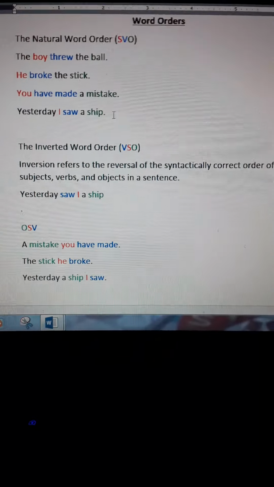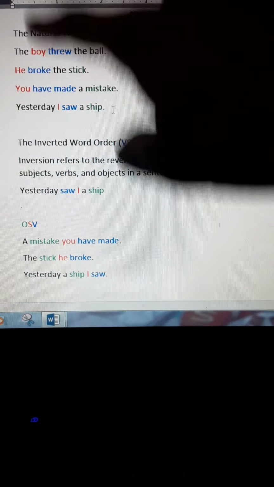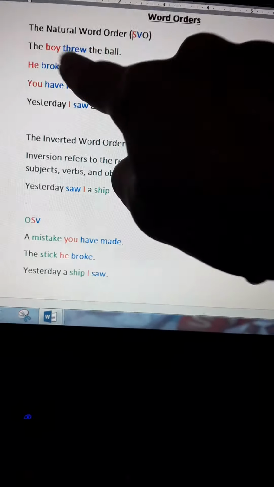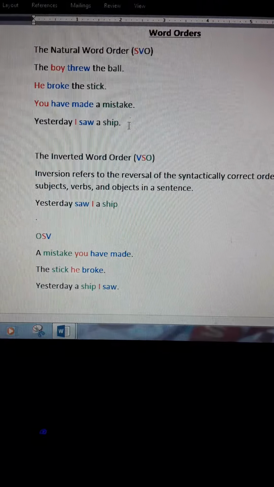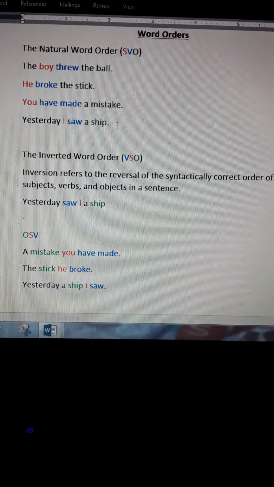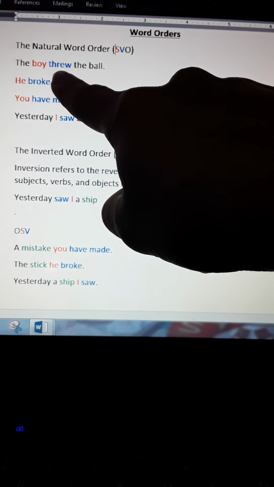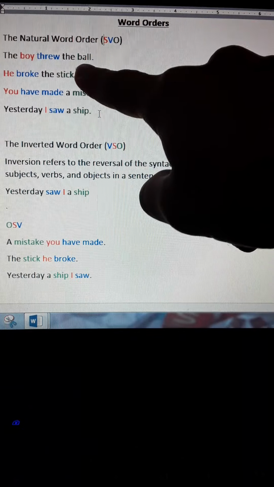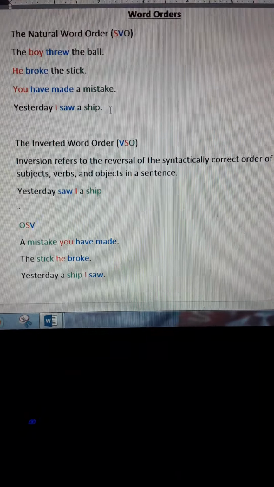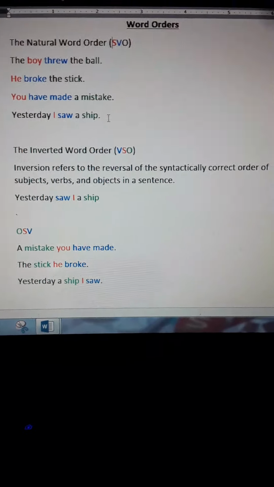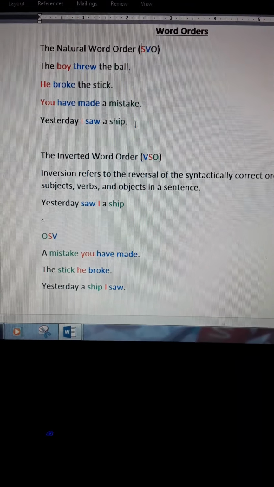So the first example, the boy threw the ball. So we have the boy as the subject. He's doing the action. Threw as the action verb. Now we want to know, what did he throw? What is receiving the action threw? Would be the ball. And the ball is the receiver of the action that makes it the object of the sentence.